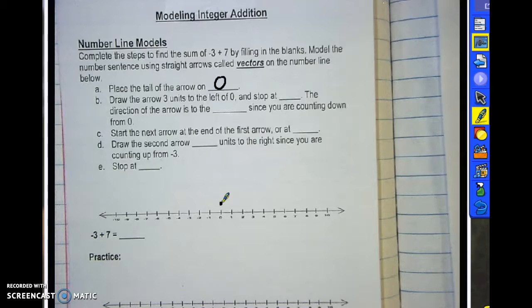Next, draw the arrow 3 units to the left of 0 and stop at -3 because that's my first number. So I'm at 0 and I go to the left 3. And I stopped at -3. The direction of the arrow is to the left because we're counting down from 0. We're going to the left 3 to -3.